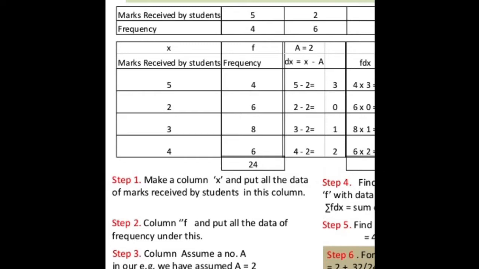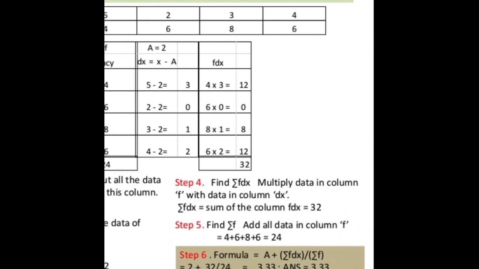In the next column, that is the third column, we calculate the deviation of individual values from the assumed mean and denote it by dx. dx is equal to x minus a, that is, the assumed mean. In the last column, we multiply individual frequencies by dx, and the sum of this column is known as sigma f dx.